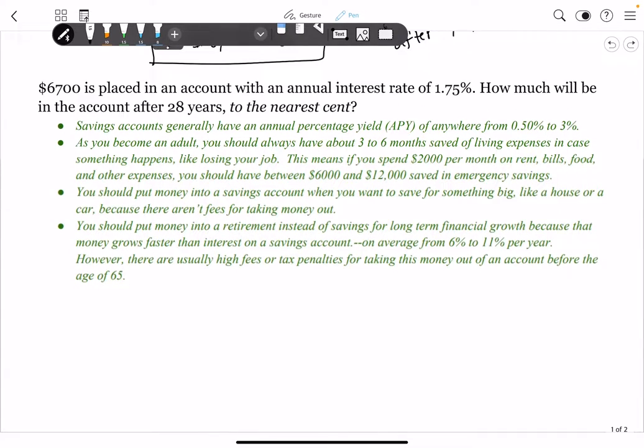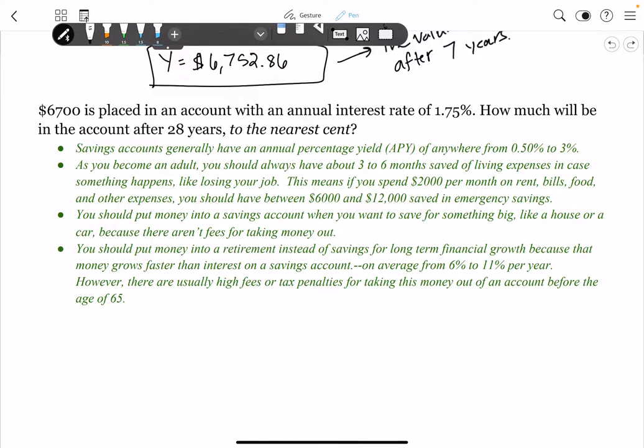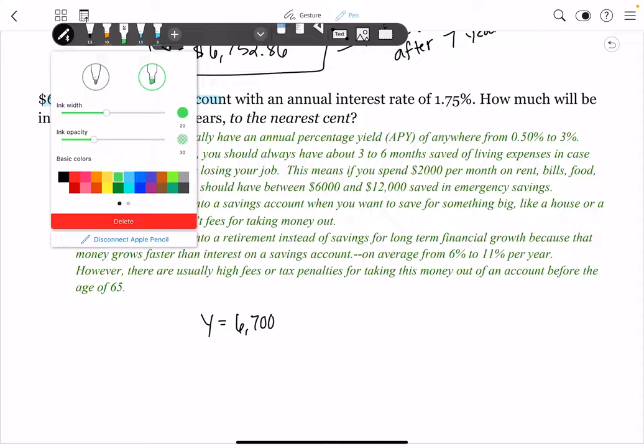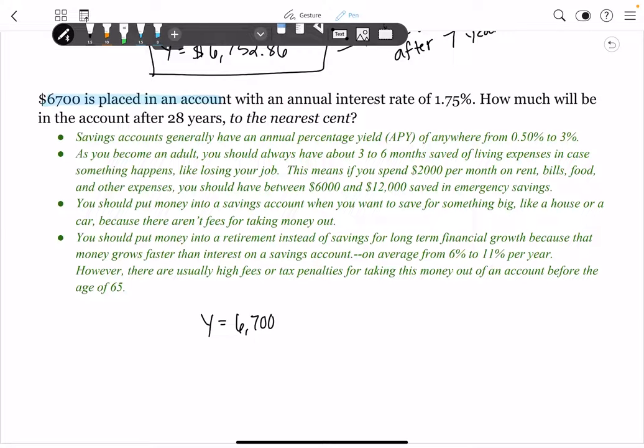Again, there's some interesting stuff here about savings accounts and retirement income and investment growth over time. I'm not going to read through all of that, but feel free to pause if you would like to. I'm going to jump right in with annotating our problem. It tells us right away that $6,700 is placed into an account, so that is going to be our initial value for this equation. I'm going to start writing it. 6,700. All right, and then we need to know what our growth is. So in this case, it's an annual interest rate of 1.75%.